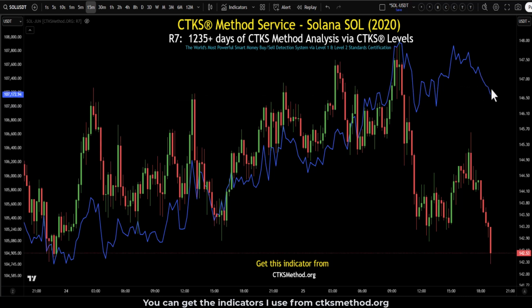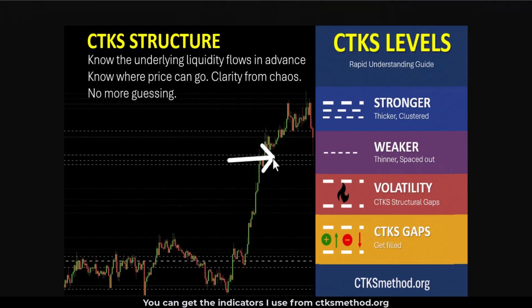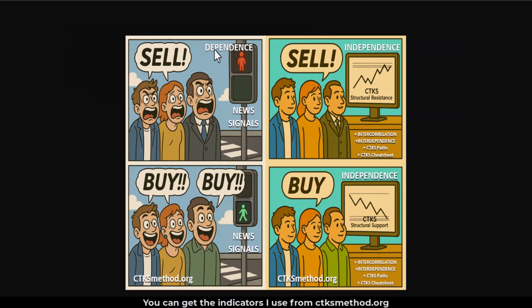We have literally hundreds and hundreds of rules. Please let me know which CTKS rule applies to this scenario. If you're new on your journey through CTKS structure, please check out a particular video. When people first start off, they're completely dependent on the news and other people's signals. You get your news and signals from the charts. You get it from structural resistance and structural support levels. Of course, doing the cheat sheet is vitally important, as is having your three-dimensional thinking on at all times.